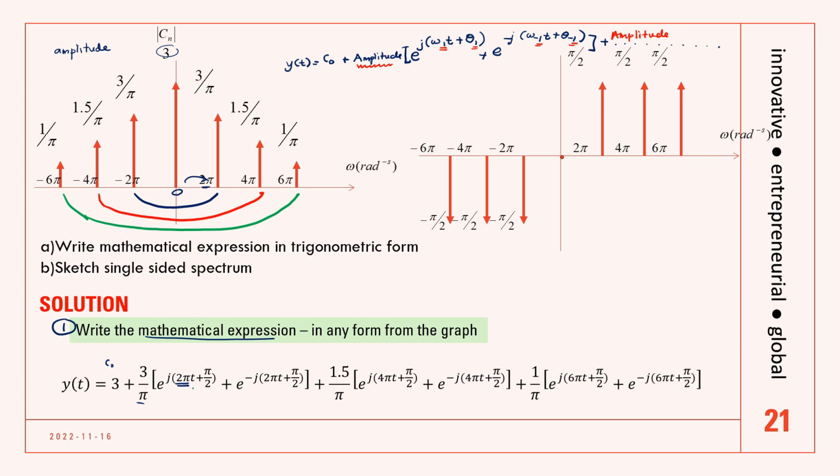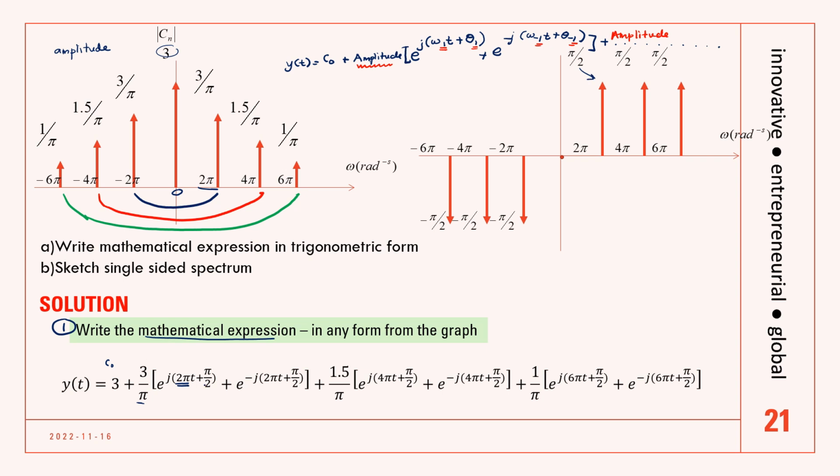All right, so you can come out with this mathematical expression easily. The first one is 2 pi, because the value is 2 pi here. Let me erase this one so it can be clearly seen. So this is 2 pi here, so 2 pi t plus theta, right? So what is the value of theta? The value of theta is pi over 2.